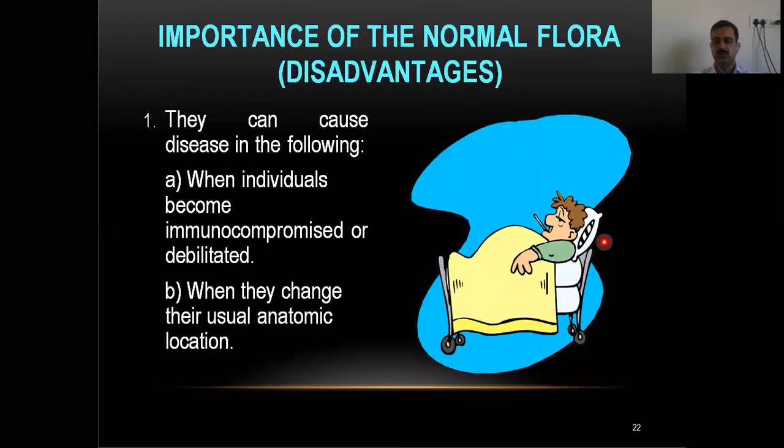They can cause disease when individuals become immunocompromised or debilitated, or when they change to different anatomic locations. So this is all that is associated with this topic of the human body. In the next lecture, we will continue with a different interesting topic associated with the immune system. Thank you.